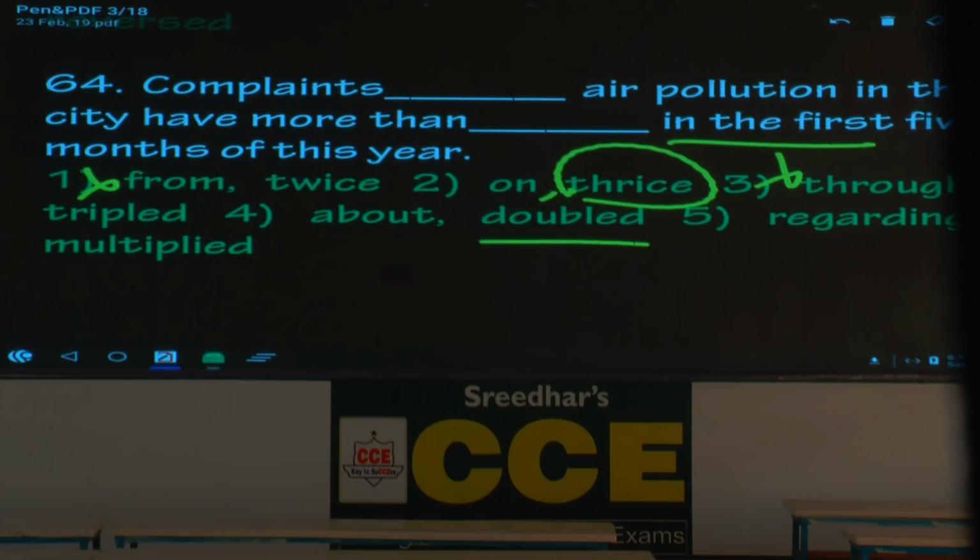Complaints regarding air pollution, perhaps right. What is the second? Have more than multiplied. No, not correct. So what is the answer here? How many of you have got this one right? Very good. But this is based on a reading habit, nothing more than a reading habit.